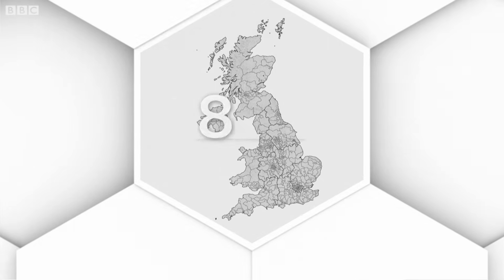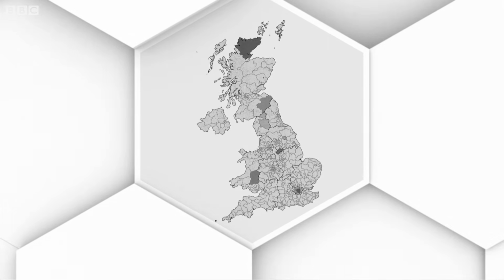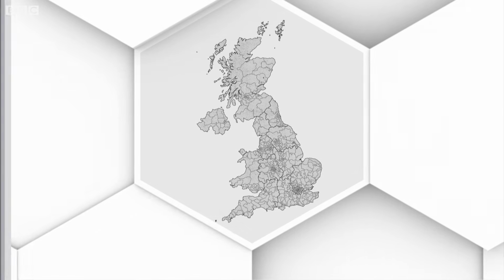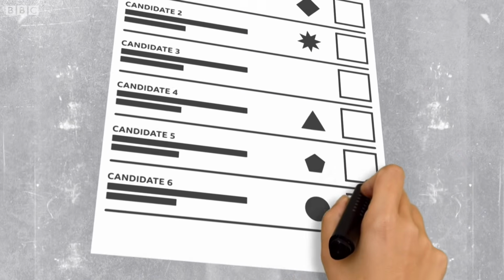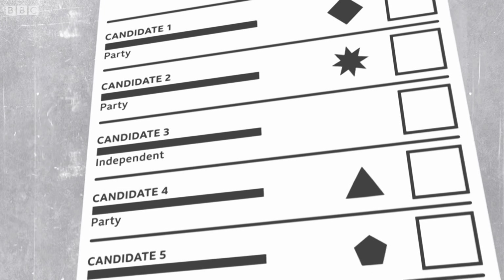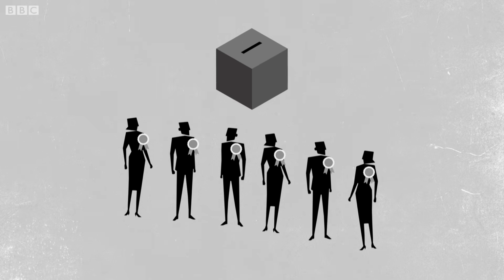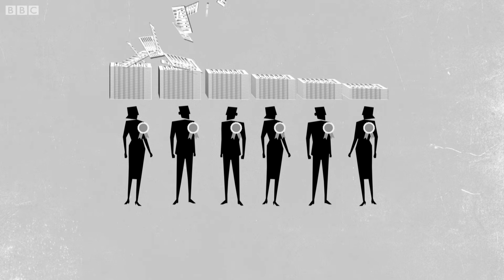That local area is called a constituency, and there are 650 of them in the UK. Some are big, some are small, but each is made up of roughly the same number of voters, typically between 60 and 80,000. So, on election day, voters in each constituency choose one person from a list of candidates. Most of them are in a political party, but they don't have to be.